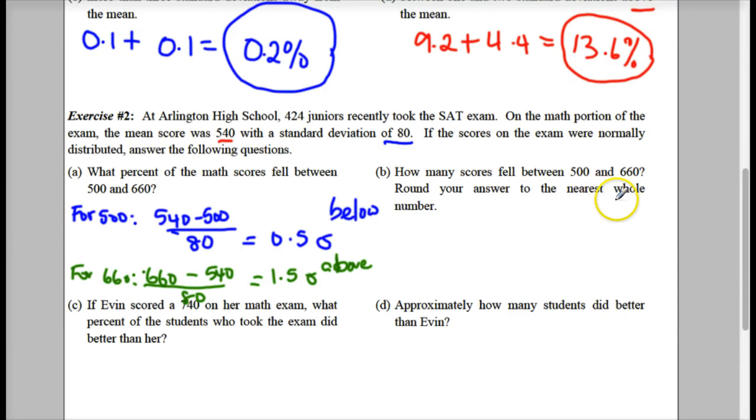How many fell between 500 and 660? Round your answer to the nearest number. So what we need to know is, how many juniors were there? 424. So I know from here it was 62.4% of the scores. I want to know how many students scored between 500 and 660. So the way I do that is I take the 62.4% and multiply it by the total number that we have, which is 424.